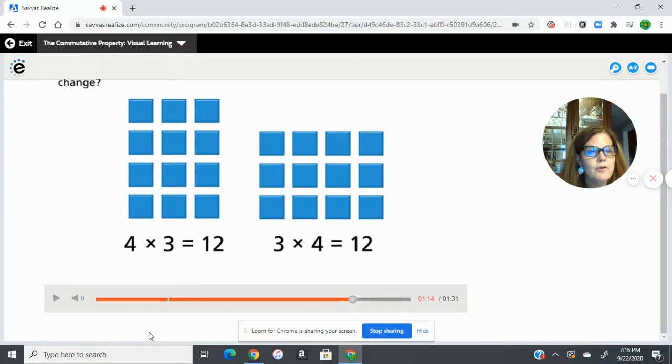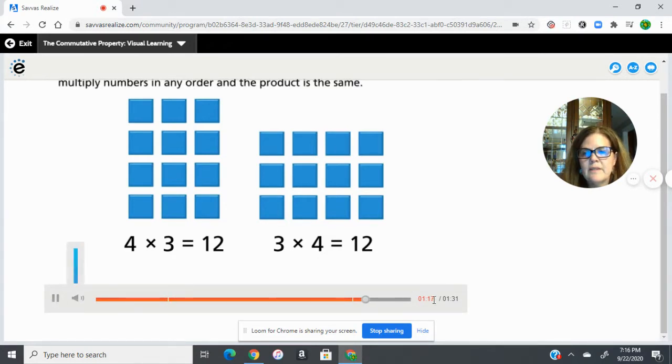Okay, so they both have 12. Did the order of the factors, so the factors are 4 and 3 and 3 and 4, did the order that they come in the problem change? Okay, so they've changed spots. This time the array, this is 4 down, 3 across, and this one is 3 down, 4 across. So they both equal the same, but the factors are in a different order.